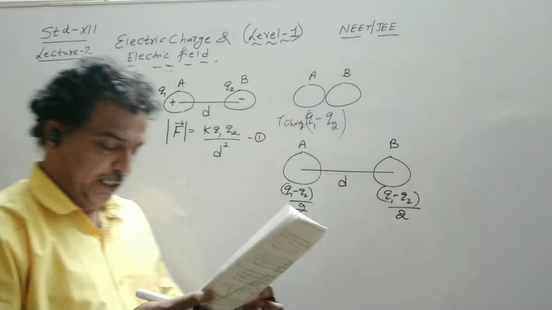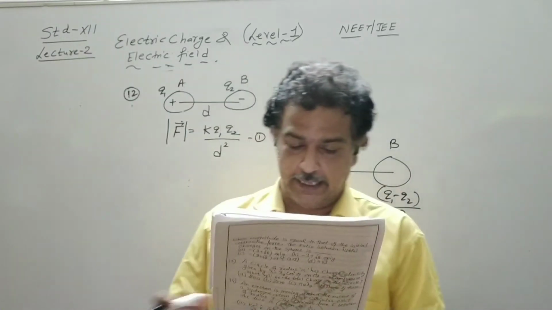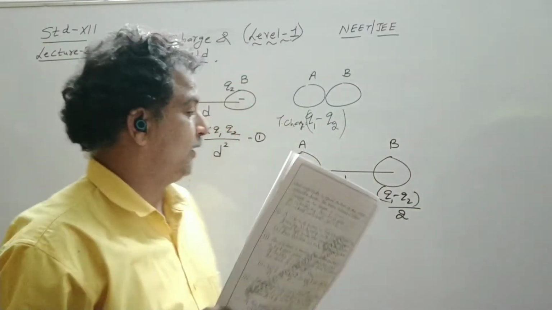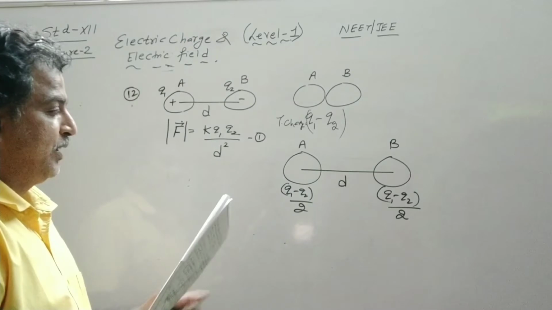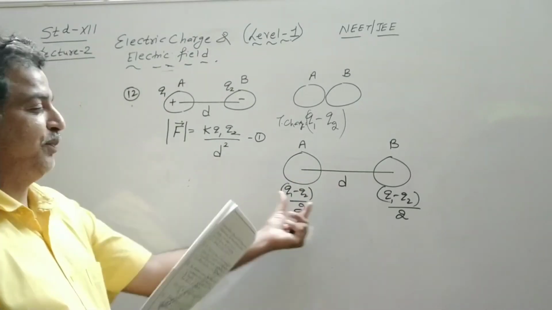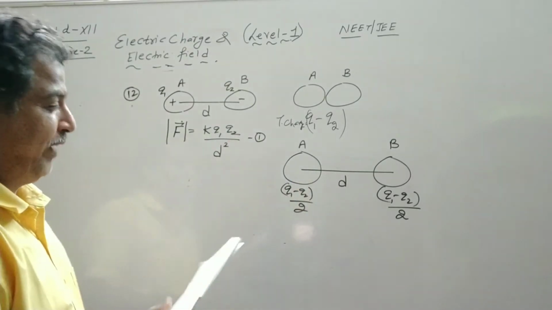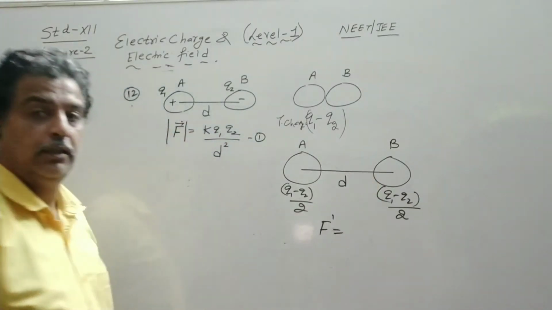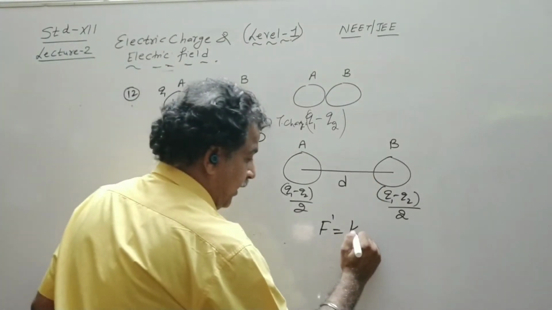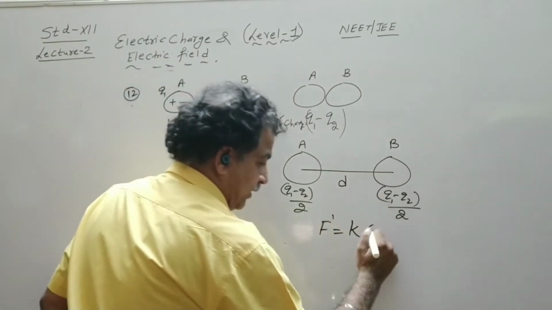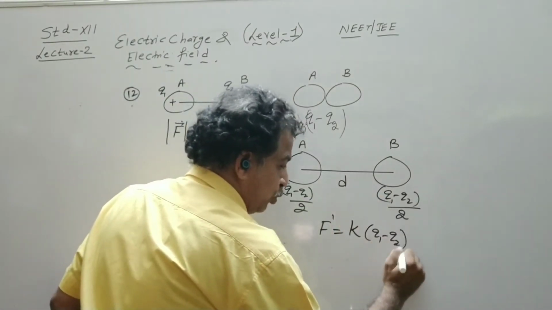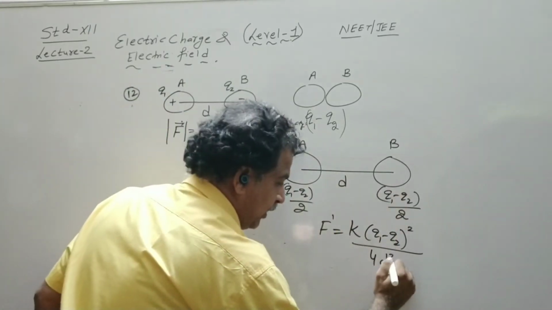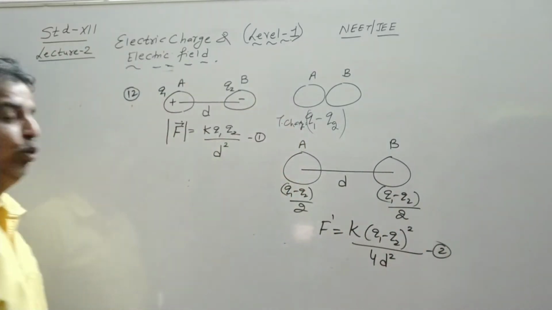Now it is given in the question that the spheres are kept in contact and taken to the original separation. So it is given that the separation remains the same, D, but the charges have been changed. Now the new force of attraction, again we are talking about the magnitude, that is F dash, becomes K times the product, that is (Q1 minus Q2) whole square divided by 4, separation is the same, 4D square. So this is equation number 2.